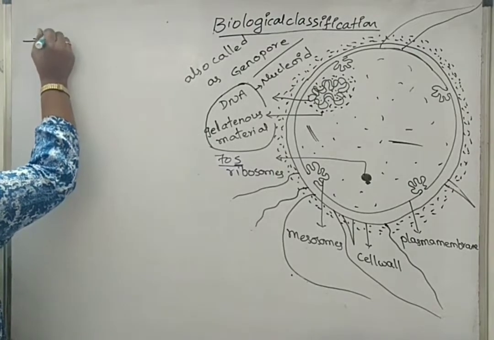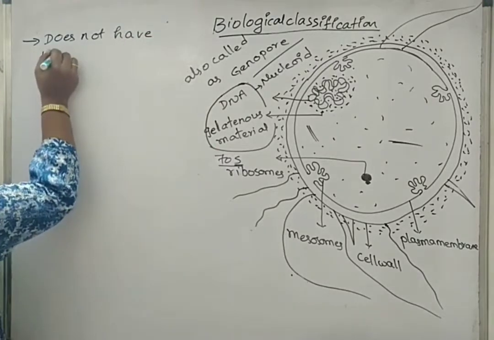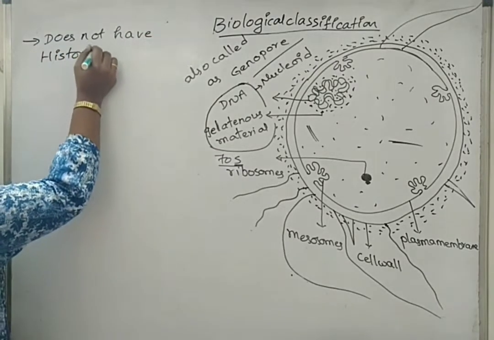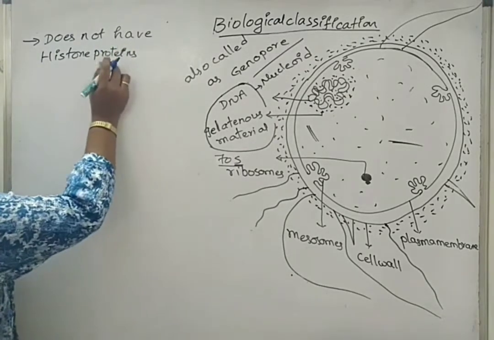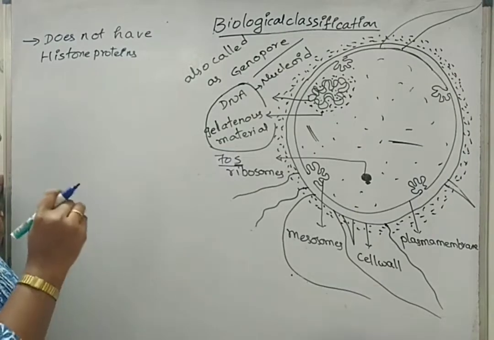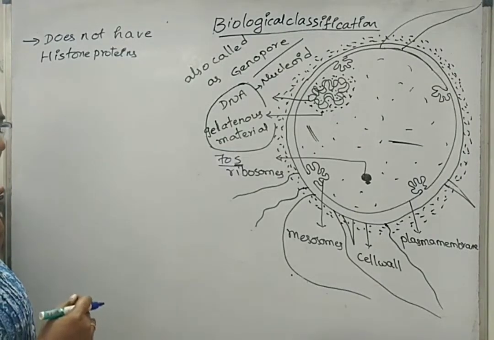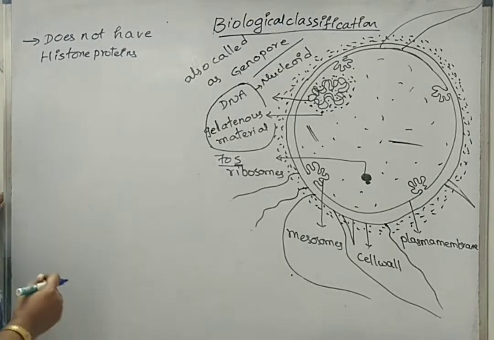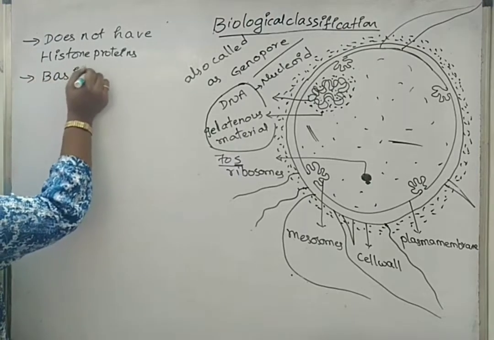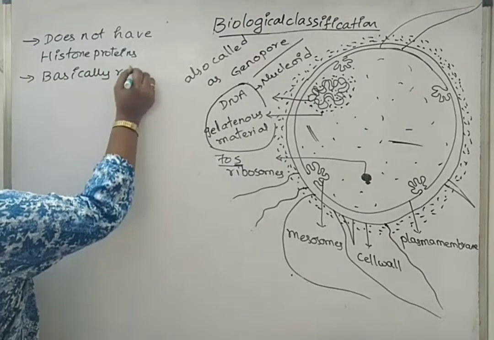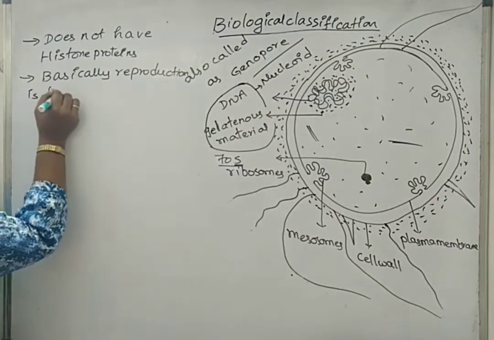Bacteria do not have histone proteins, which are present within the coiled forms of DNA in the case of eukaryotes. Those histone proteins are absent in the case of prokaryotes. Basically, reproduction is by binary fission.